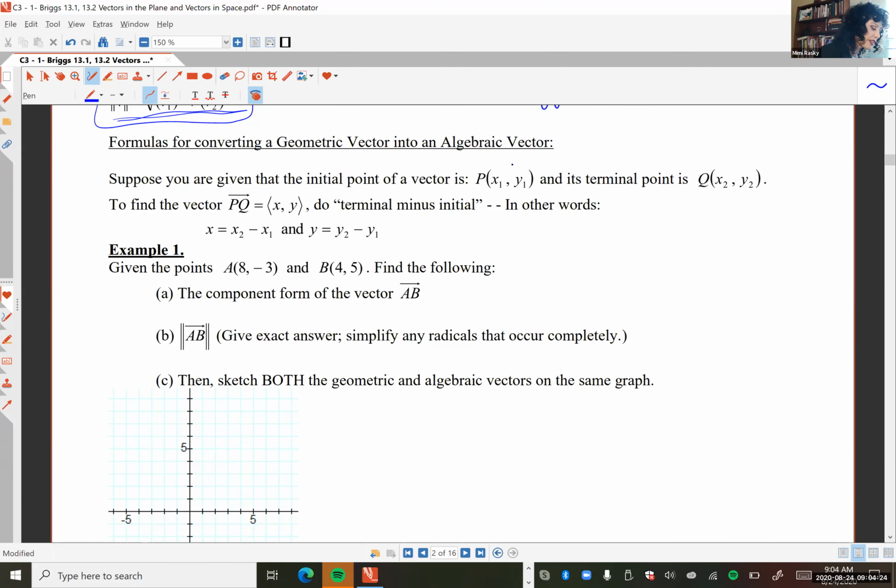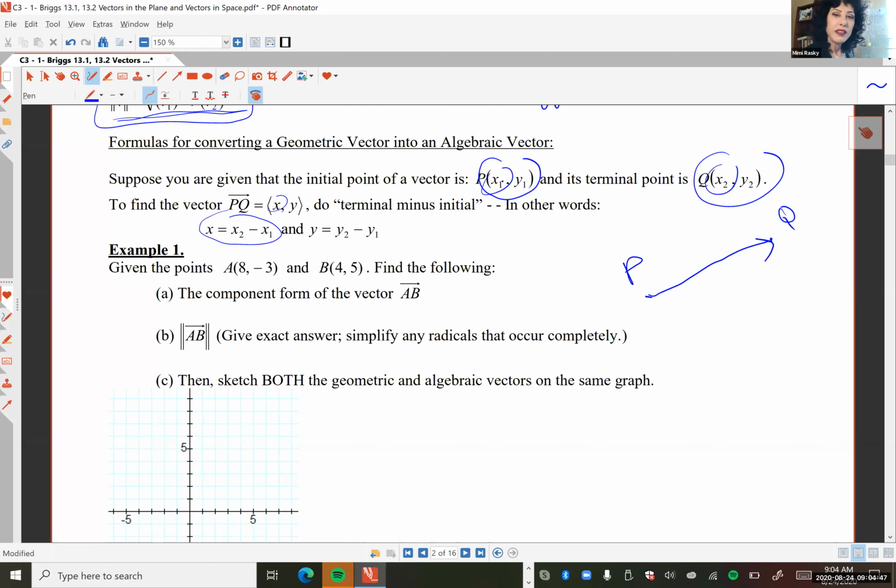Okay, suppose you're given an initial point, we'll call it P, and let's say the terminal point is Q. So you just have P and Q out there somewhere in space. How do you create the vector PQ, which would look like that? You have to do it where the x scalar of your PQ vector is the difference of the x coordinates of your points, and order matters. So you have to go terminal minus initial, x2 minus x1.